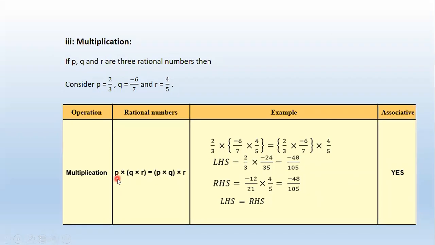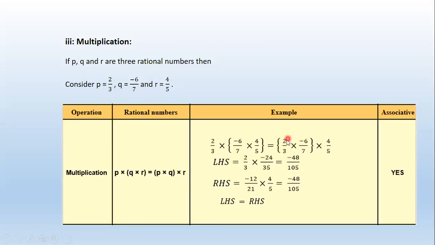The left hand side is P, and we have grouped Q into R. So 2 by 3 as it is, into, we have grouped Q and R, minus 6 by 7 into 4 by 5. So for the LHS, 2 by 3 as it is. When we multiply numerator with numerator, minus 6 into 4 is minus 24, and 7 into 5 is 35. So we get minus 24 by 35. Then minus 24 into 2 is minus 48, and 3 into 35 is 105. So LHS is minus 48 divided by 105.